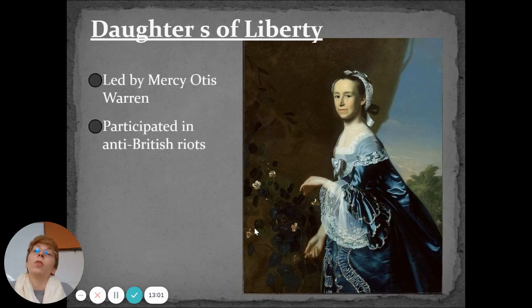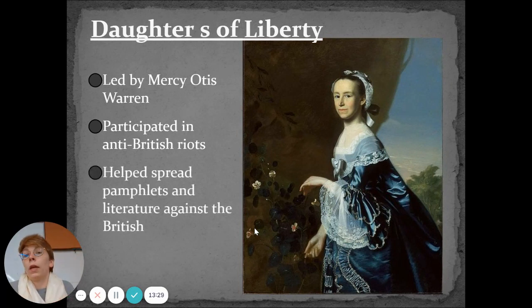Big push, Daughters of Liberty. These are going to be the kind of most extreme of the revolutionary women. These women are actually out there participating in protests and riots in the streets, which was very unusual at the time. They were linked to the Sons of Liberty. These are kind of the Daughters of Liberty.